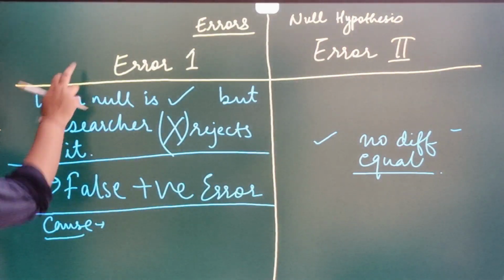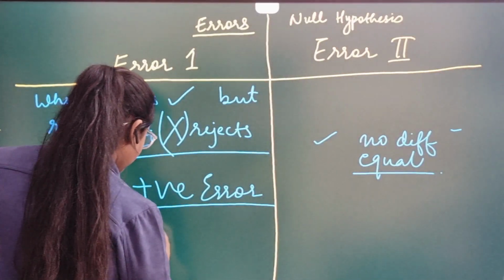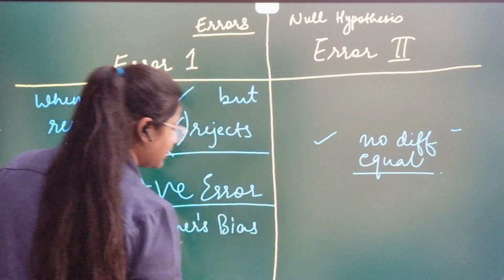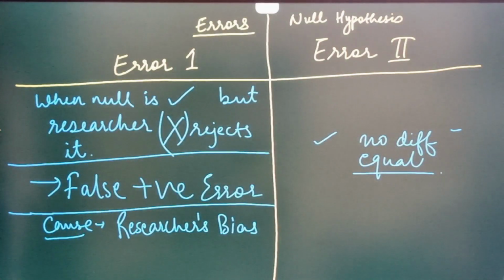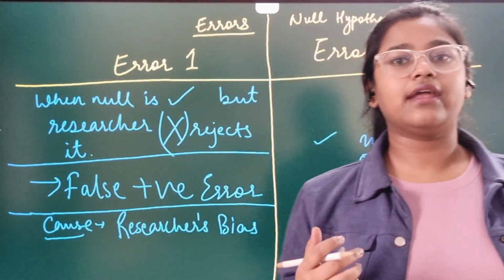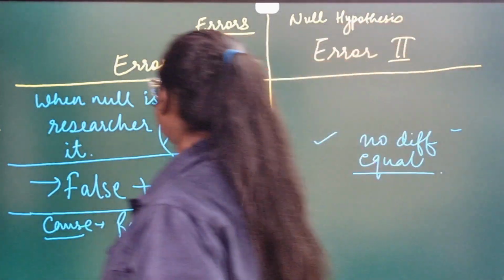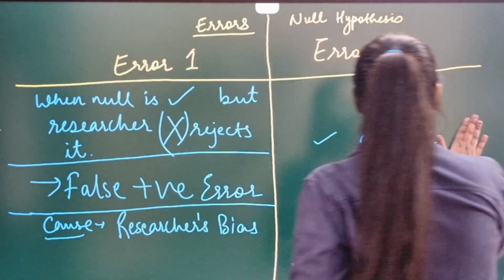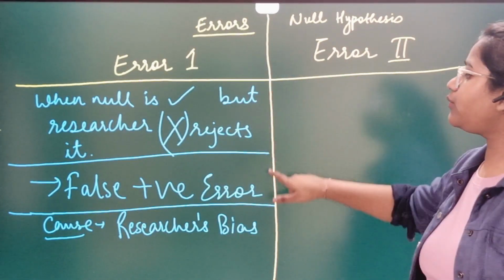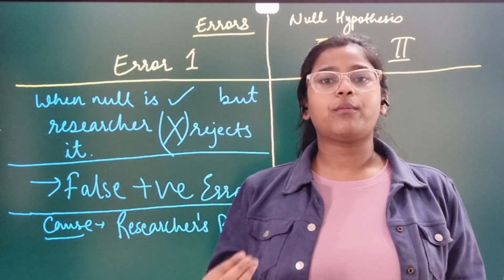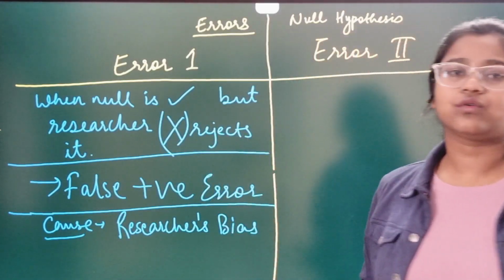The cause of error 1 is the researcher's bias. Okay, the researcher's bias leads to error 1. The bias of the researcher leads to error 1. Is it clear? All these points are clear? You can note this. Just read it once and tell me if this is clear to you, if there's any scope of doubt or anything that you have not understood.